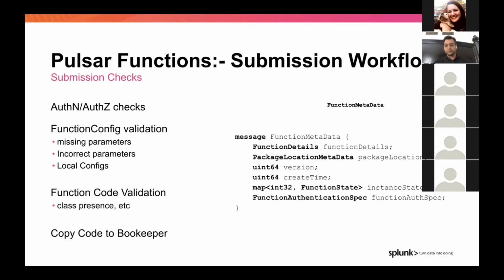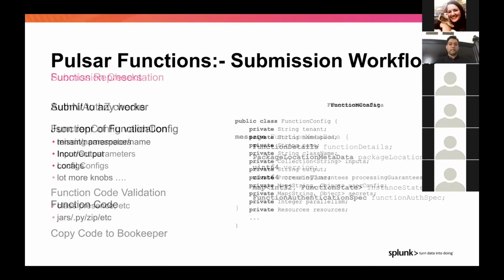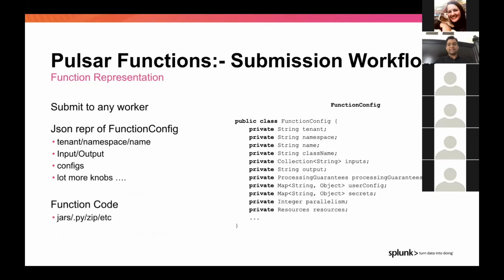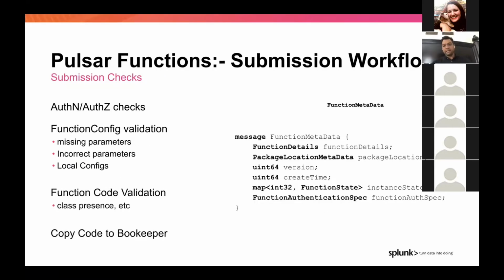So if you look at it, we have the actual function details. The function config that you passed in the previous steps gets translated into a function details protobuf message. Then we have the package location. Where did we actually store your jar files in the bookkeeper? We have a handle to that. We have this version, which I'll come to a little later. And then we have a bunch of information about authorization and stuff like that. I'm going to omit that because it's not really relevant here. But these are the steps that we basically do. So at the end of the day, what we have is this function metadata structure.